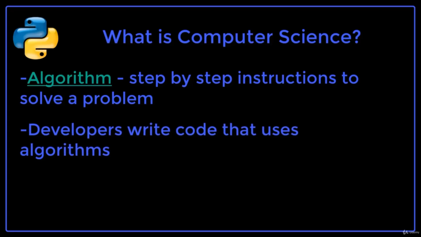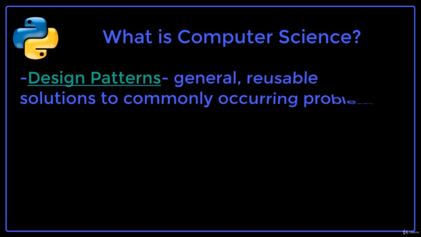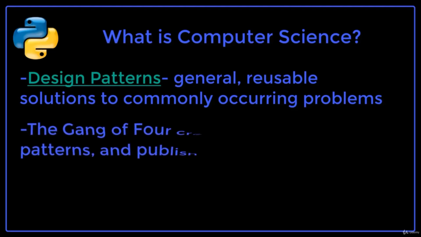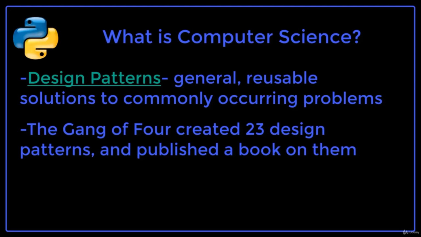Algorithms play a huge part in computer science, as all developers that write code are essentially writing algorithms that the computer will execute. Computer science has been around since the mid-1900s, and many of the problems that developers face repeat themselves. Therefore, some developers have created what are called design patterns, general, reusable solutions to commonly occurring problems in software design. In 1994, one of the most iconic books in all of computer science was published, named Design Patterns: Elements of Reusable Object-Oriented Software. It was written by 4 great software engineers, nicknamed the Gang of Four.